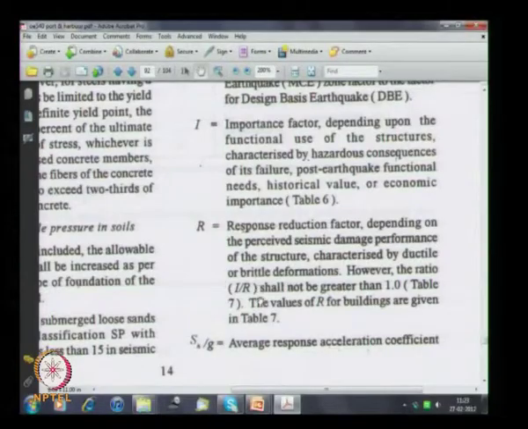There is a footnote which you should see. The ratio of I by R shall not be greater than 1. This you have to see. Do not substitute some values and get I by R greater than 1.